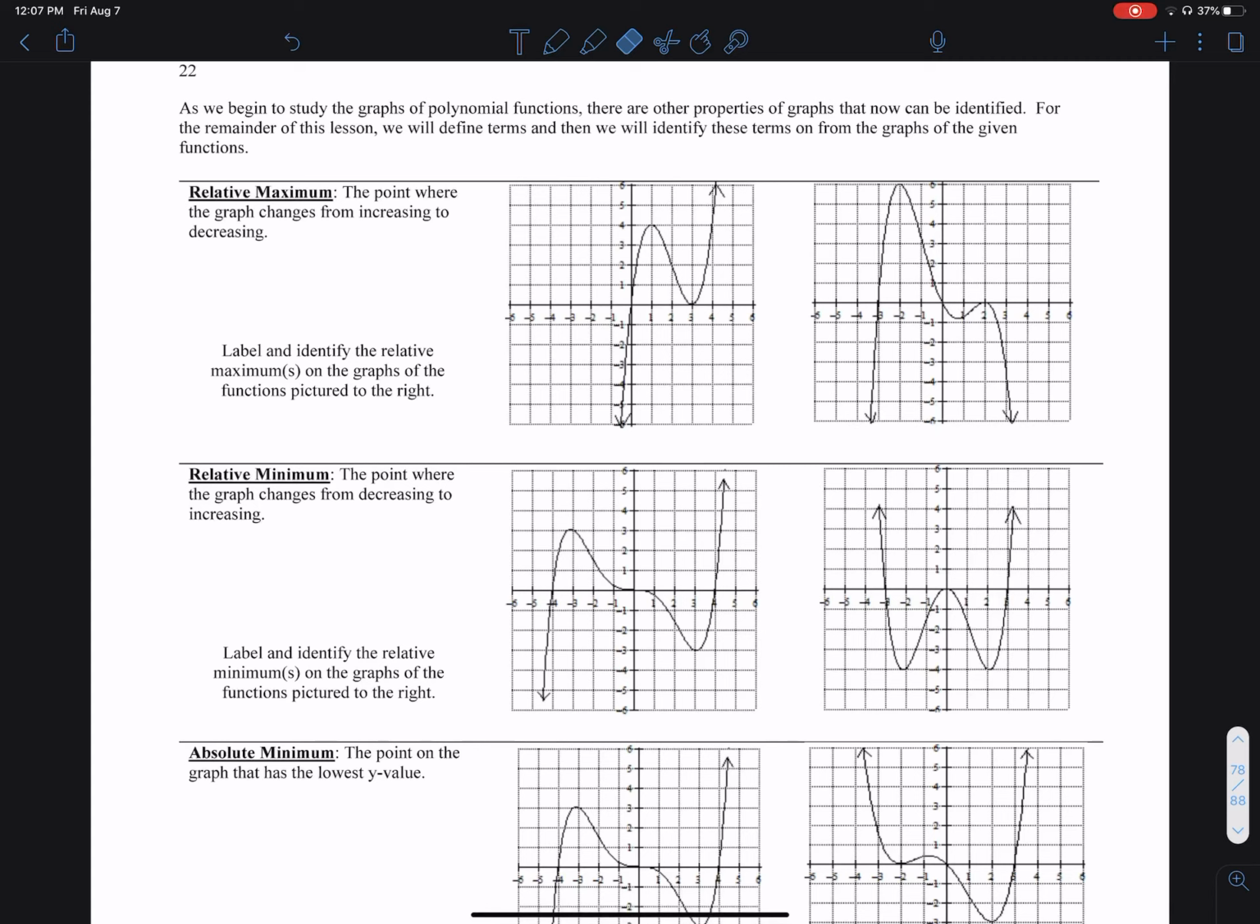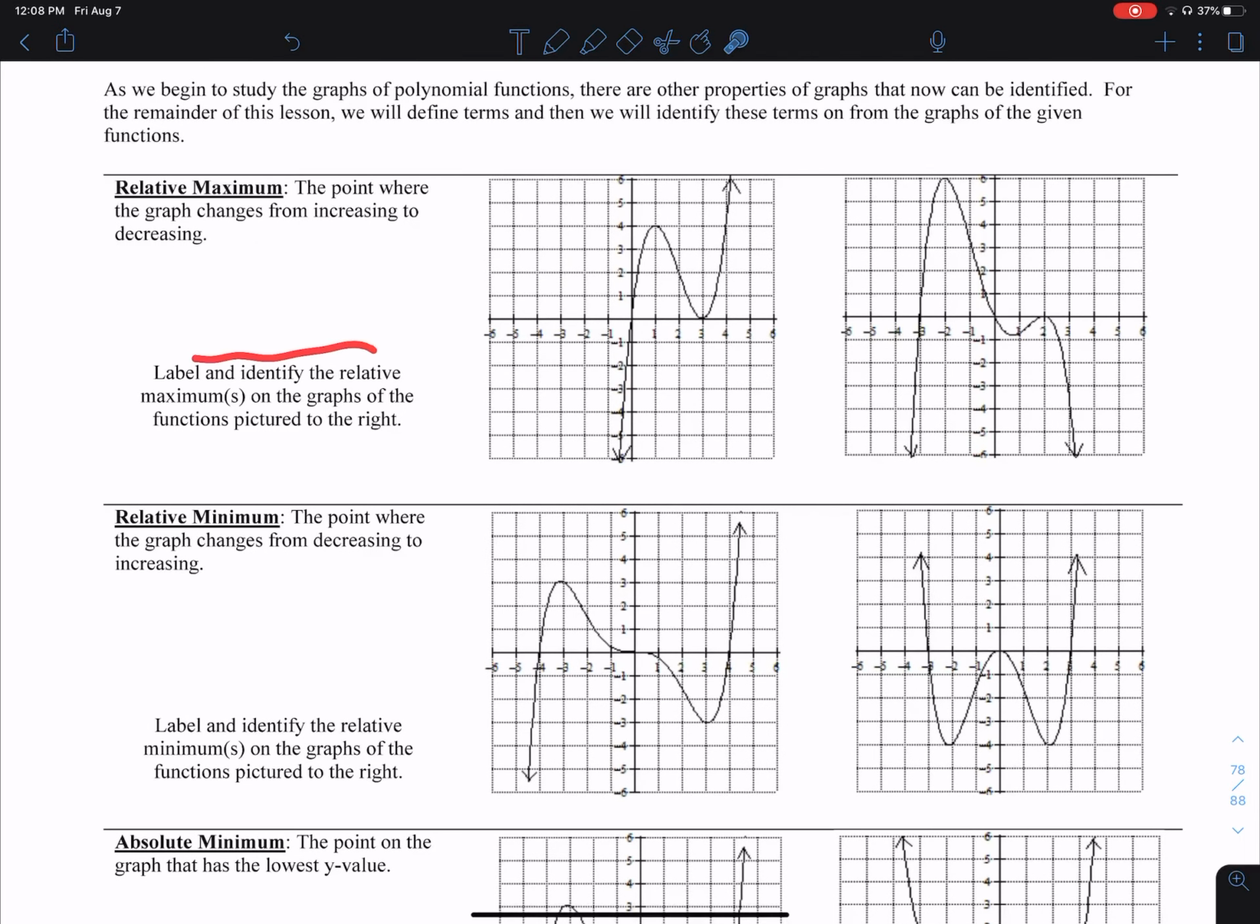So we begin to study the graphs of polynomial functions. There are other properties of graphs that can now be identified. For the remainder of the lesson, we will define terms, and then we'll identify these terms from the graphs of the given functions. Relative maximum: the point where the graph changes from increasing to decreasing.